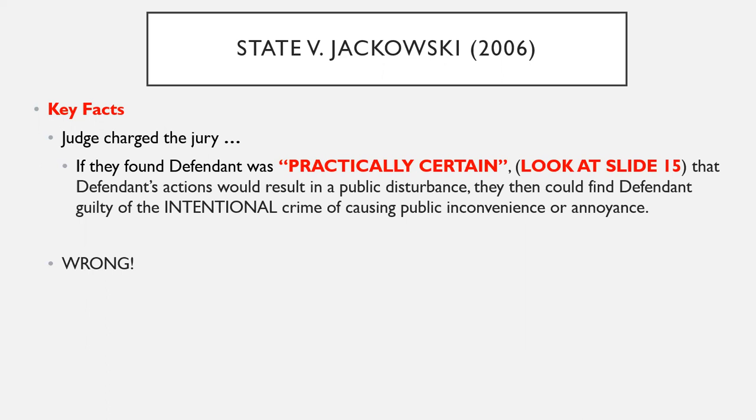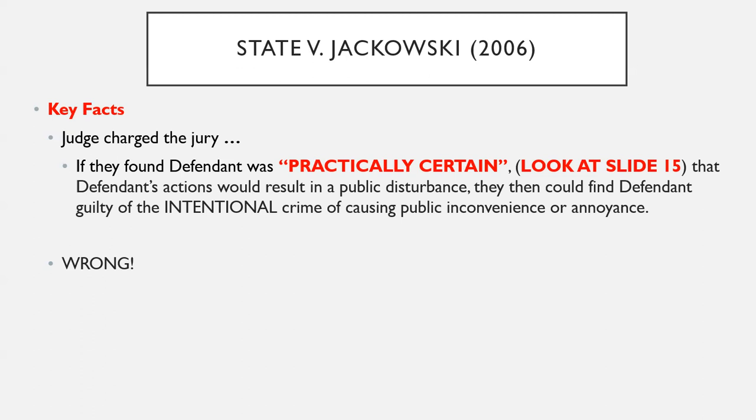Here's an example, improper jury instruction, as was our last case, improper jury instruction. In the Jakowski case, the judge charged the jury and said, if the jury found that the defendant was practically certain, I'm not going to take you back to slide number 15, but we know, right? Practically certain is attached to the knowing mens rea. Conscious objective is attached to the intentional, the purposeful mens rea.